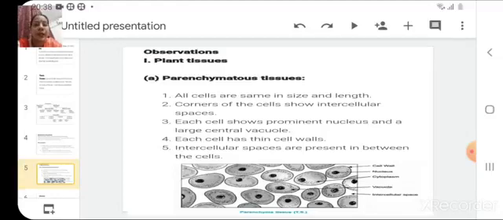The first point in your observation will be: all cells are the same in size and length. Second point: corners of the cells show intercellular spaces. Third point: each cell shows a prominent nucleus and a large central vacuole. The fourth point will be: each cell has a thin cell wall. And the fifth point is: intercellular spaces are present in between the cells. Then you will draw this diagram. This is a TS, transverse section, of parenchyma tissue.